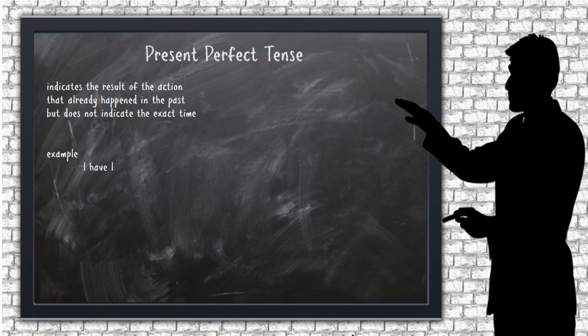For present perfect tense, the following time expressions are mainly used: for ages, for years, for centuries, and so on. Example: I have not seen you for ages. The church has been preserved for centuries.